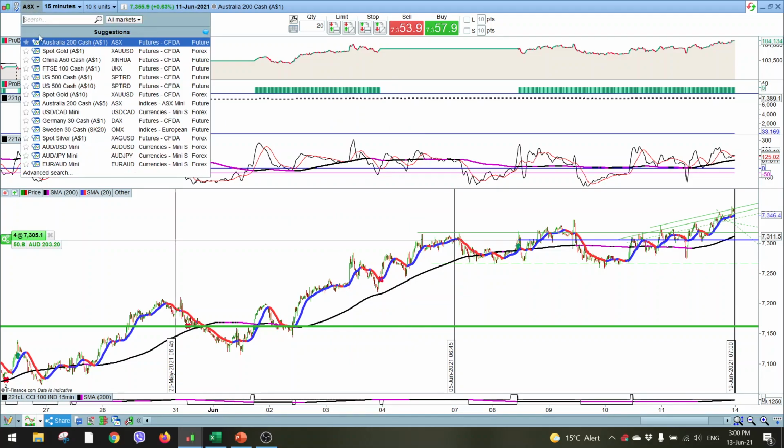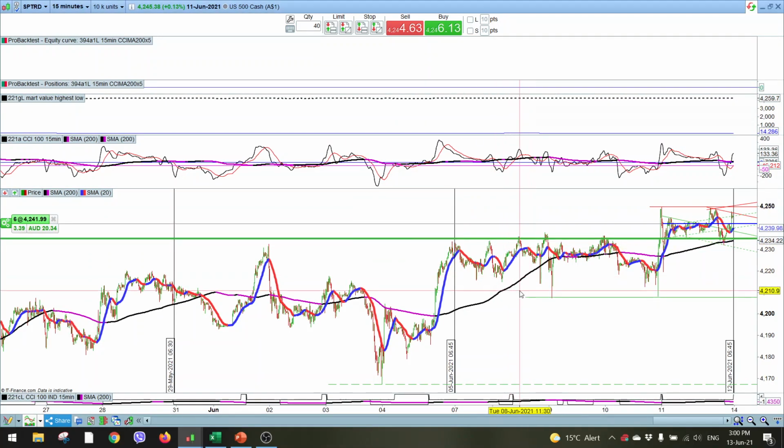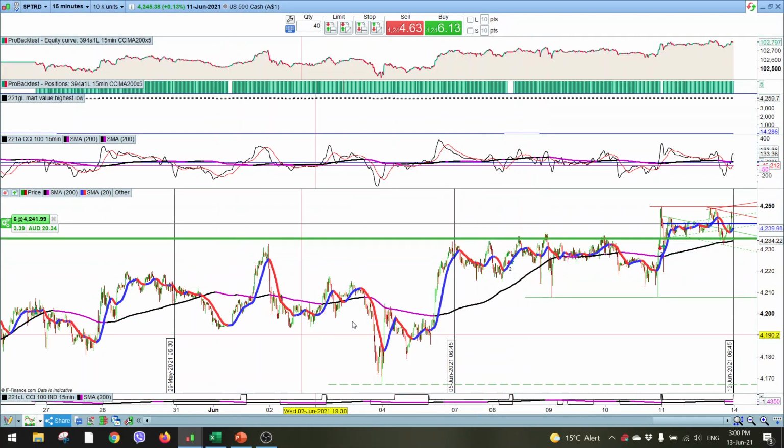Next we look at the US market. You can see here the price has moved above last week's range, and it's actually bounced off that key support resistance area most of the week, and then it closed above it.